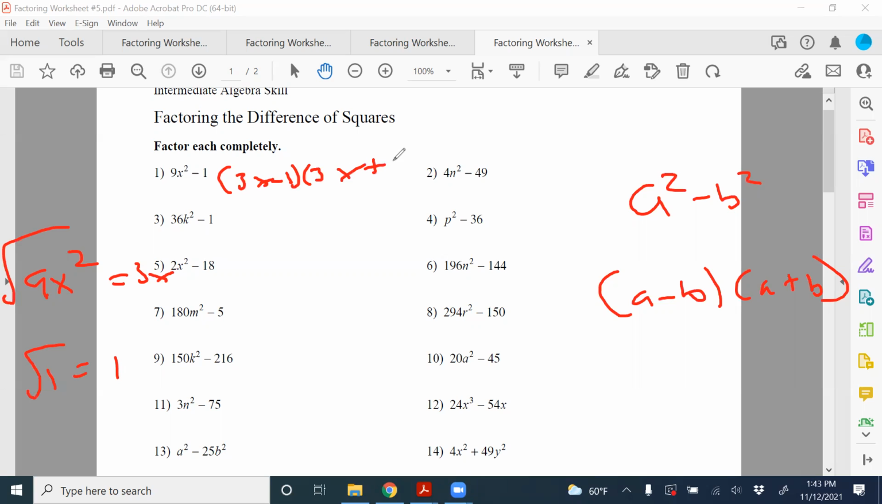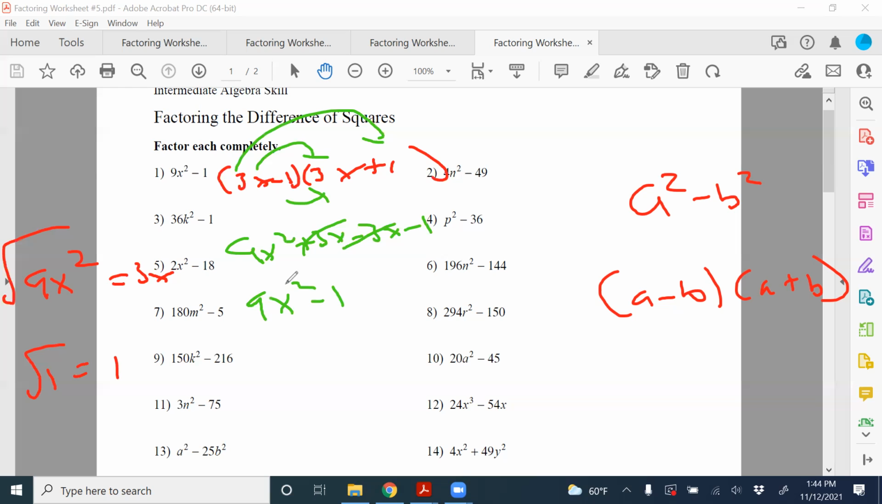So you could write this as 3x minus 1 and 3x plus 1. And it works itself out, because if you were to FOIL it, 3x times 3x is 9x squared. 3x times 1 is positive 3x. Negative 1 times 3x is negative 3x. And negative 1 times 1 is negative 1. The middle terms will cancel as they should, because that's why we did the factoring in this manner. So you see it checks itself out.